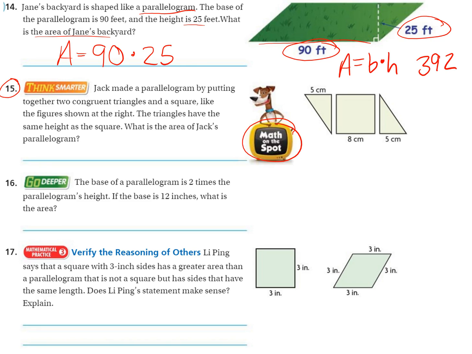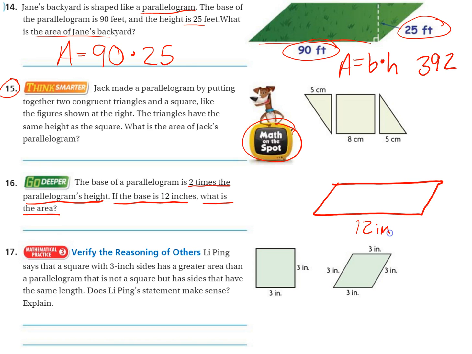Let's go to 16. The base of a parallelogram is 2 times the parallelogram's height. If the base is 12 inches, what is the area? Okay, so we have a parallelogram. The base is 12 inches, so from here to here is 12 inches. The base is twice as big as the height. So to find the height, we can divide the base by 2 if we're going backwards. So divide 12 by 2 and you get 6 inches.